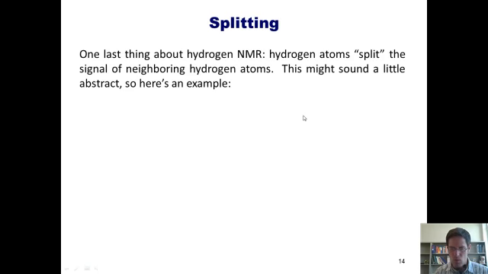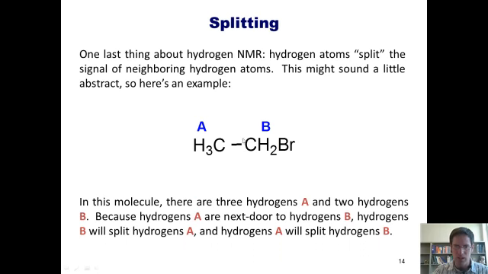And now I teach you one last thing about hydrogen NMR. Hydrogen atoms split the signal of neighboring hydrogen atoms. Now this might sound a little abstract, so here's an example. In this molecule, there are 3 hydrogens A and 2 hydrogens B. Because hydrogens A are next door to hydrogens B, hydrogens B will be split by hydrogens A, and hydrogens A will be split by hydrogens B. I know you're probably thinking I'm insane and that sentence was really long, but let's consider an example to put all of this stuff together.